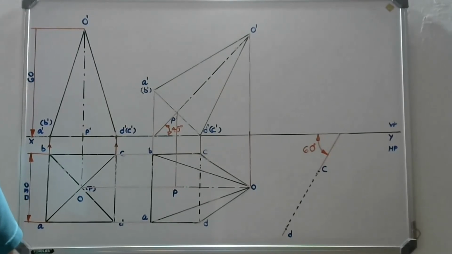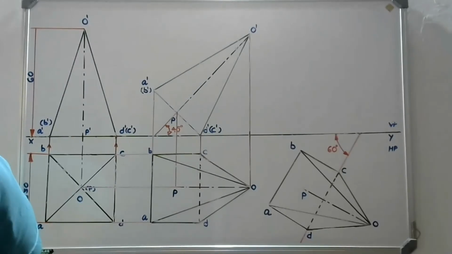Now copy all the values AD, BC, AB on the 60 degree inclined line. Create the third top view. As per the third condition, if we are tilting the resting base BC to 60 degrees with respect to VP, we'll be getting the third top view like this.